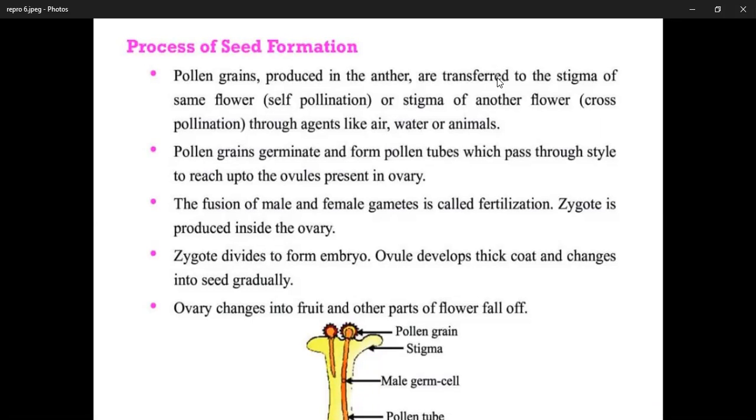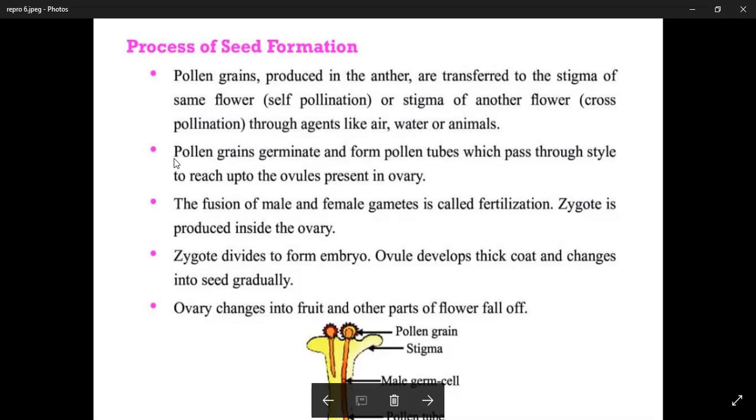There are two types of pollination. The first one is self-pollination and the second one is cross-pollination. So what is self-pollination? When pollen grain is transferred from anther to the stigma of the same flower, that is called self-pollination. And when pollen grain is transferred from anther to the stigma of another flower, that is called cross-pollination. Pollination takes place by different agents like air, water, and different types of animals like insects and so on.